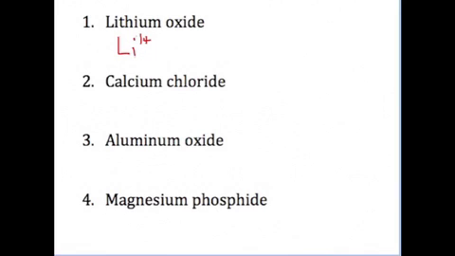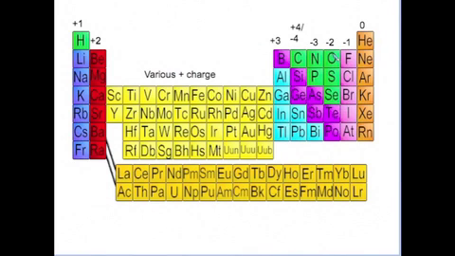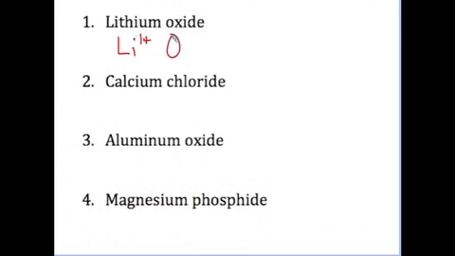You look at the periodic table for oxygen. Here you can see oxygen is -2 or 2 minus, however you want to write it. Now the charges have to balance out, and if they don't, you can switch: take this 2 and put it down here and put the 1 there. What that does is 2 +1 charges cancel out 1 -2 charge. 2 +1s cancel 1 -2.